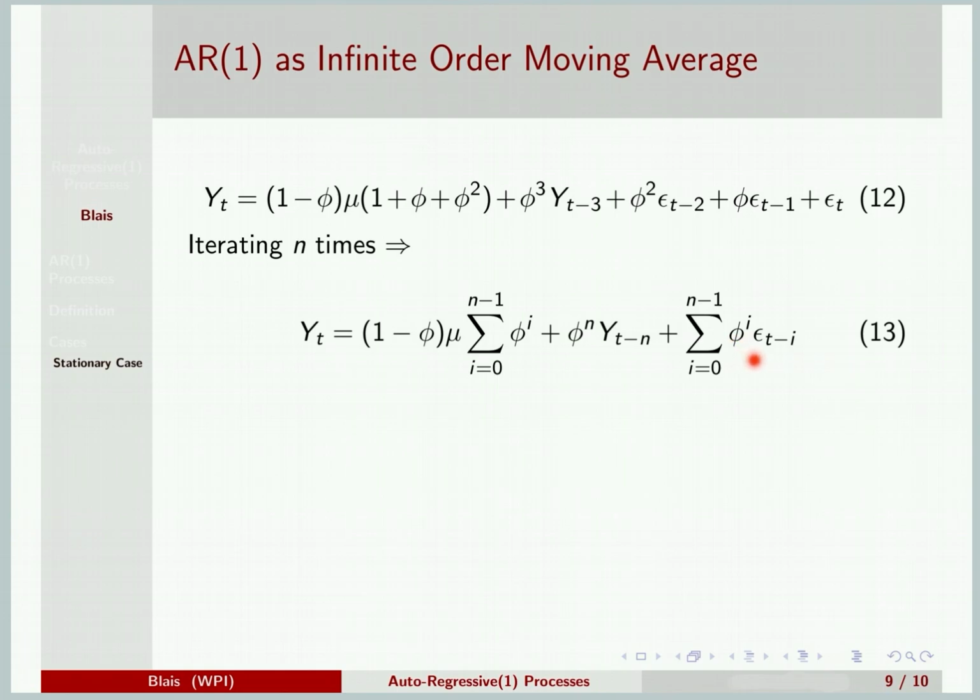So let's just look at what these would be. If i is 0, you have phi to the 0, or 1, times epsilon_t. If i is 1, you get phi epsilon_{t-1}. If i is 2, you get phi squared epsilon_{t-2}. And you keep on going, stopping at phi to the n minus 1 epsilon_{t-(n-1)}. So you can keep going, but the question becomes, what happens when n goes to infinity?